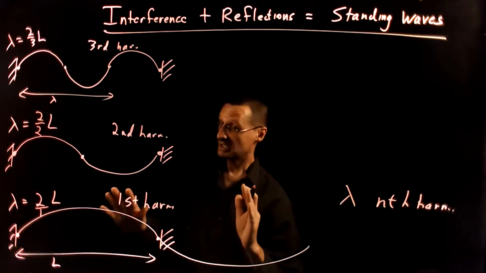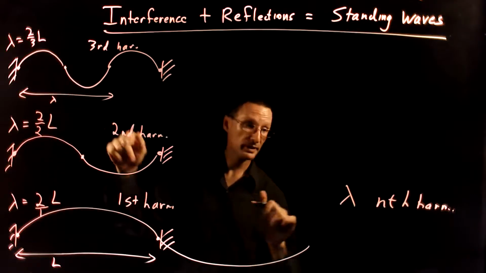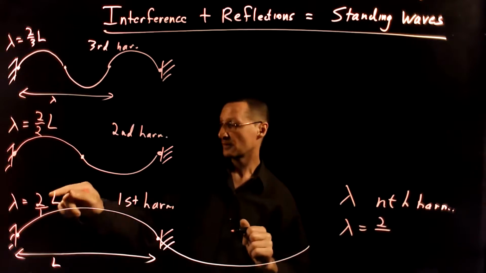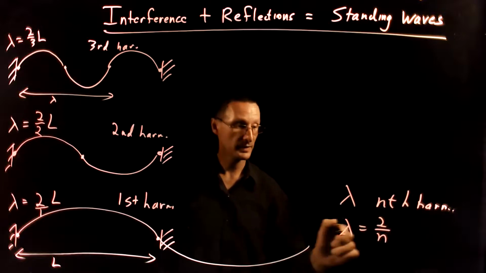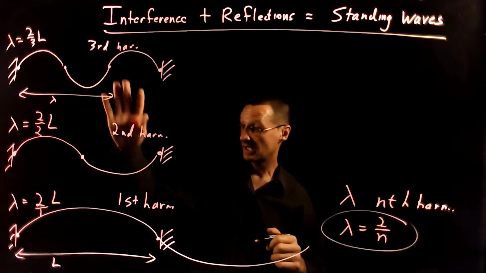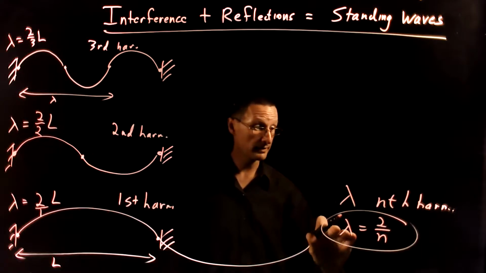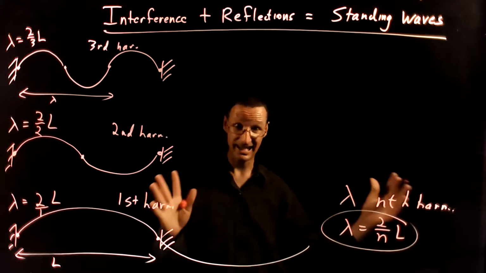So now that I have it like this, I think you can see the pattern. 2 over 1, 2 over 2, 2 over 3. The wavelength is going to be 2 over this: first harmonic, second, third, so this is going to be n right here. Okay, so this is how you derive, using the boundary conditions, the relationship between the wavelength and the length of the string, or the size of the object.